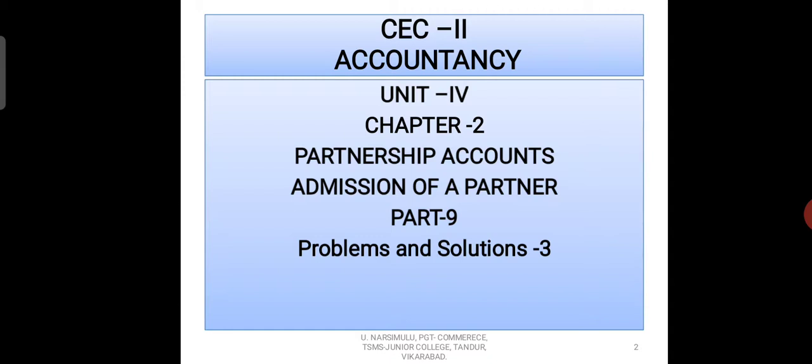Next, you open the necessary ledger accounts and post the journal entries in the ledger accounts and find out the closing balances in the ledger accounts. That closing balance should be shown in the new balance sheet of all partners. So this is the procedure for how to solve the problem that is given in this video. I will explain one by one in a systematic way.